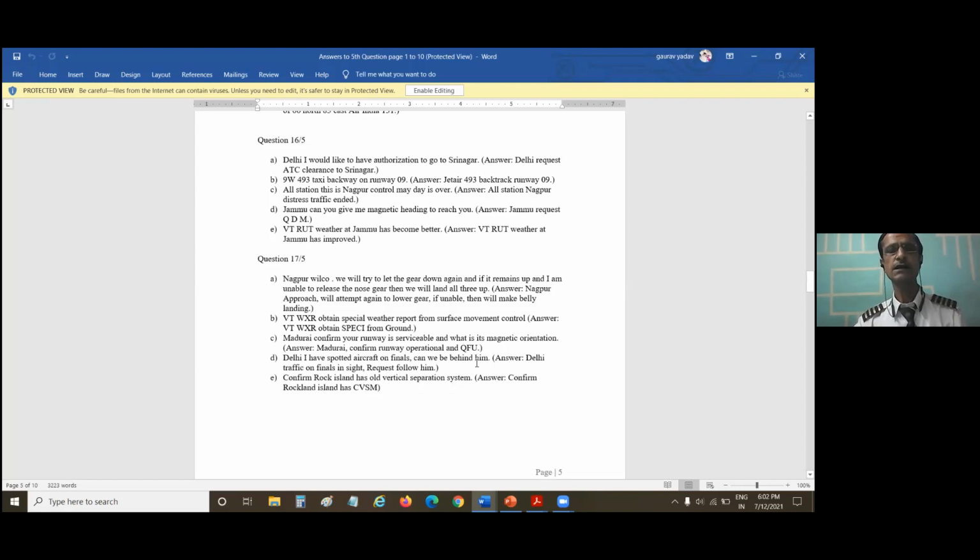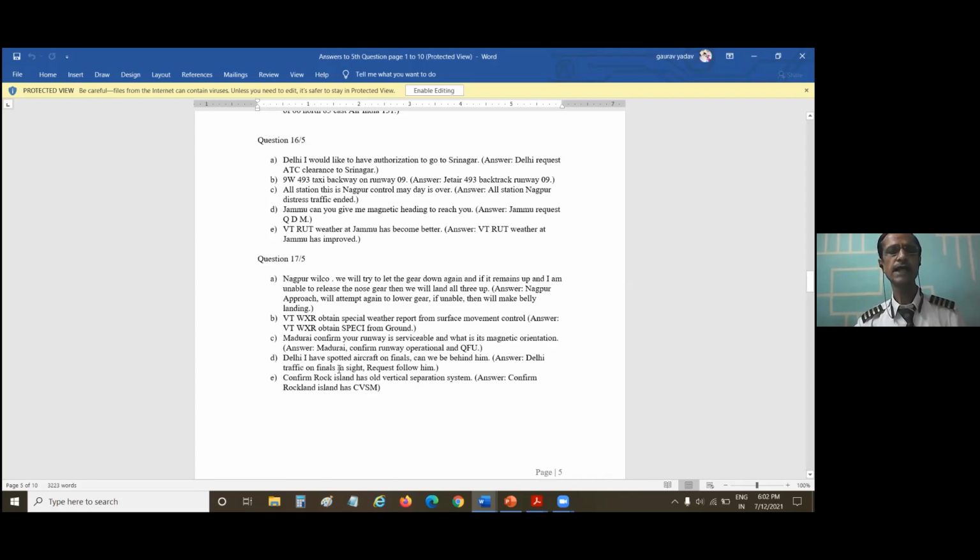If I say QFU of Delhi is 0927, that means I'm trying to tell you the magnetic orientation of the runway of Delhi is 0927. That means one direction of the runway is 09, another direction is 27 of Delhi. Directions of the runway are given by the Q code.